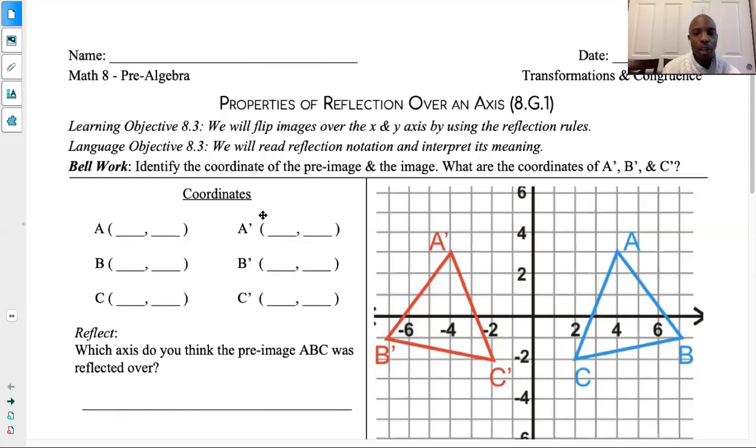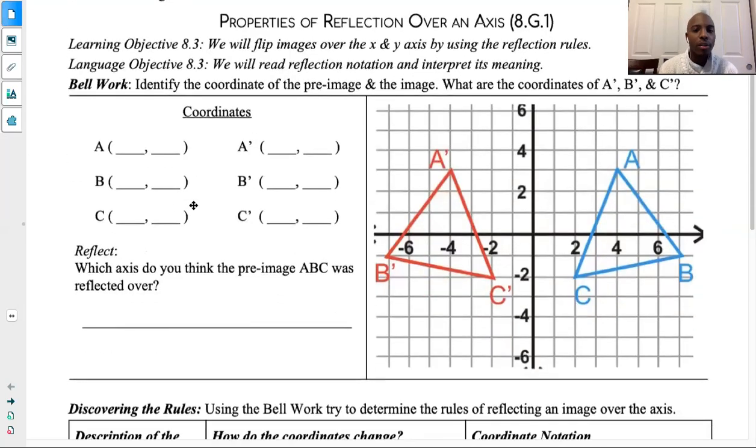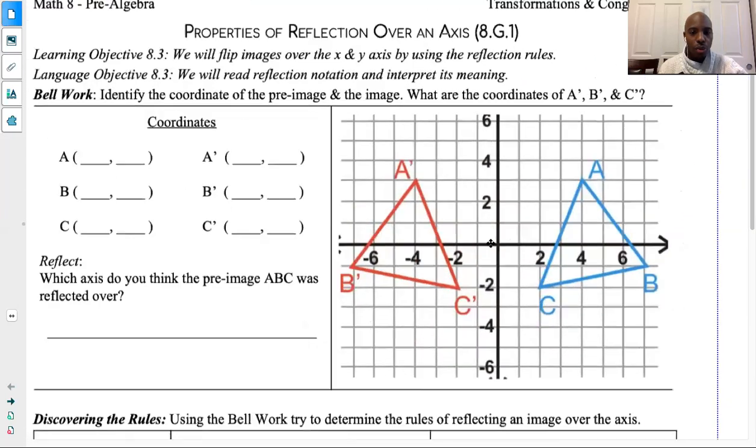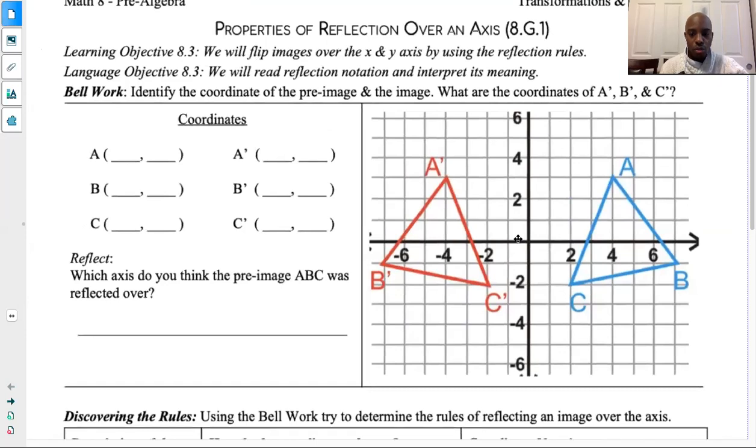To start us off, let's work on the bell work. Let's start off by doing the bell work together. It says identify the coordinate of the pre-image and the image, and then they ask you what are the coordinates of A prime, B prime, and C prime. So take a few minutes, pause the video right now, and fill in A, B, and C. What are the coordinates for A, B, and C? And what are the coordinates for A prime, B prime, and C prime? As you can see, both of the triangles are on our coordinate plane here. So what are the coordinates for both of those triangles? Take a second to write that down to the best of your ability, okay?